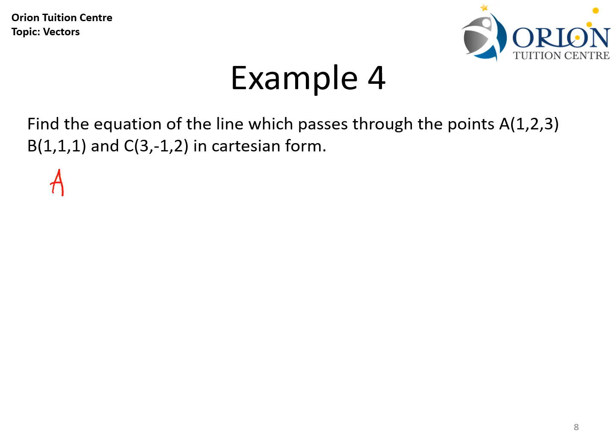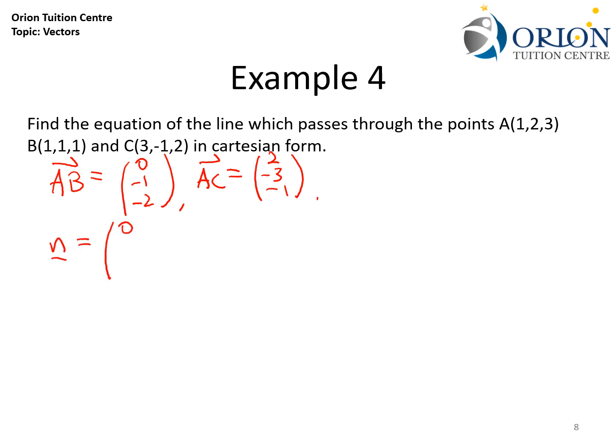Okay, so for the vectors that are parallel to the plane, I'm going to use AB, which is (0, minus 1, minus 2), and AC, which is (2, negative 3, negative 1). And I can do a cross product to find the normal vector: (0, minus 1, minus 2) cross with (2, minus 3, minus 1). And this cross product gives me (negative 5, negative 4, 2). Therefore, I'm going to form the vector equation first.